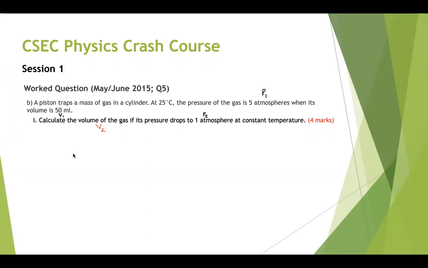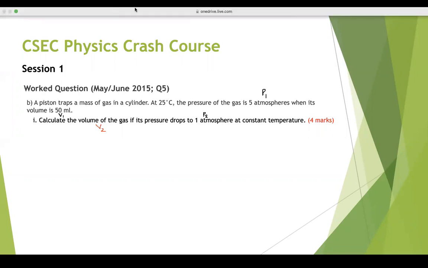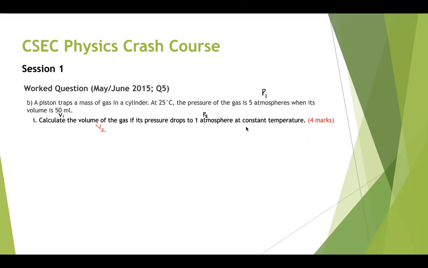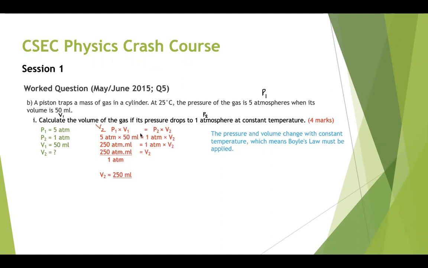All right. Following? Yes, miss. All right. Now, when the temperature is constant, then the volume and the pressure changing would indicate that we would have to apply Boyle's law. Now, Boyle's law states that the pressure is inversely proportional to the volume. So you would state that as P1 times V1 equals P2 times V2. All right. So this is for Boyle's law.